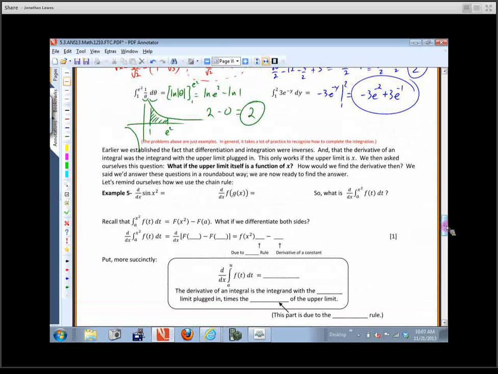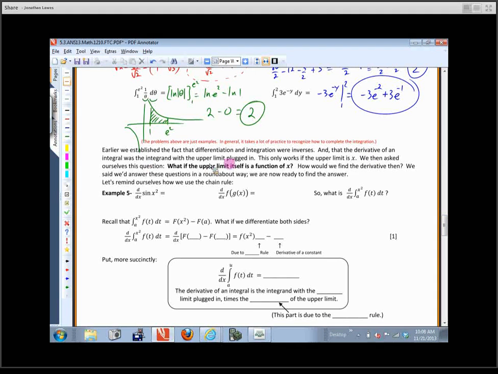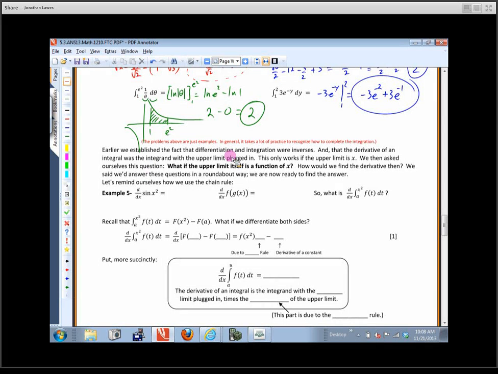Okay. So let's read through this paragraph and let's come back to where we started this whole question. We've already established that integration and differentiation are inverses of each other. So the derivative of an integral is the integrand with the upper limit plugged in. And we pointed out that that only works if the lower limit is a constant and the upper limit is a plain old x. But what if it's not a plain old x? What if it's an x squared? What if it's an x cubed? What if it's an e to the x? What if it's some weird function of x? How would we find the derivative of an integral then?